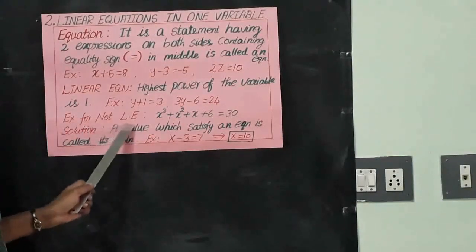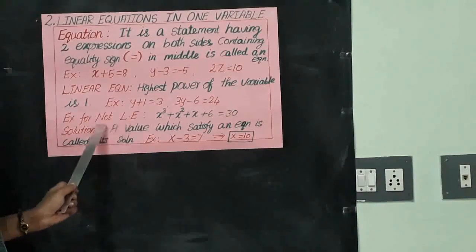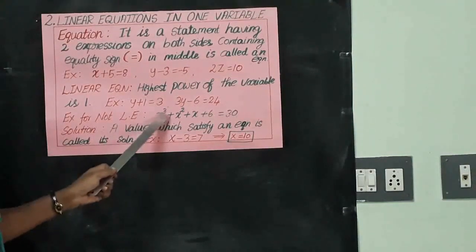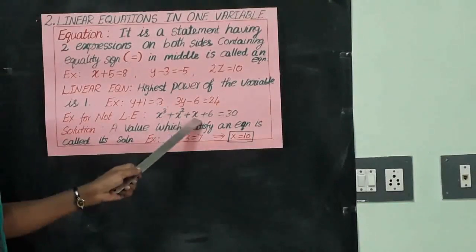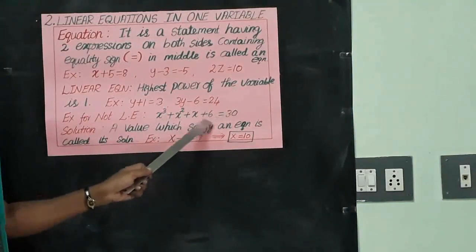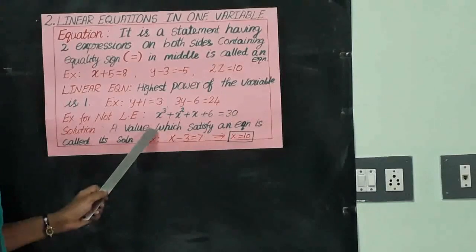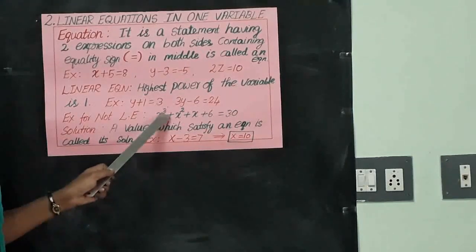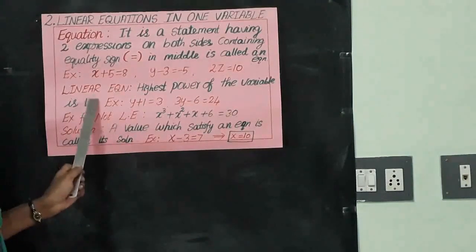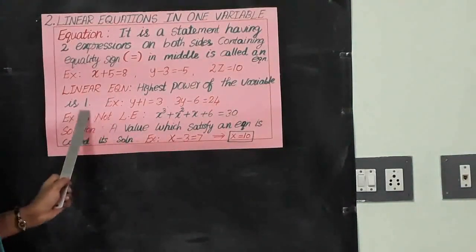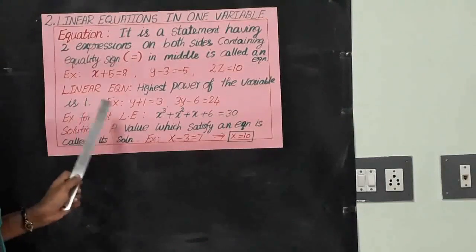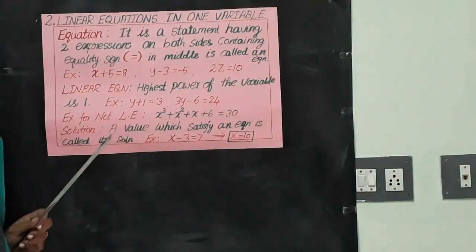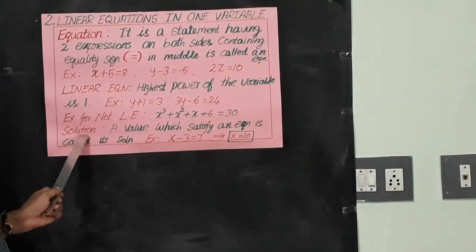Example for a not linear equation. See here, x cube plus x square plus x equal to 6, x plus 6 equal to 30. Is this a linear equation? No. What is the highest power? Here 3. Our condition for a linear equation is that the power must be 1 only. So this is not an example for a linear equation. Understood?